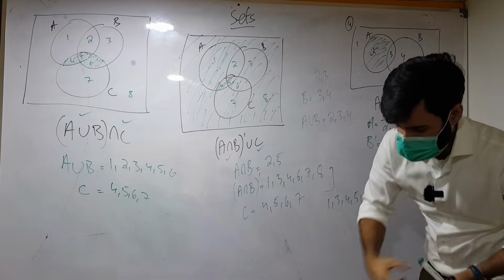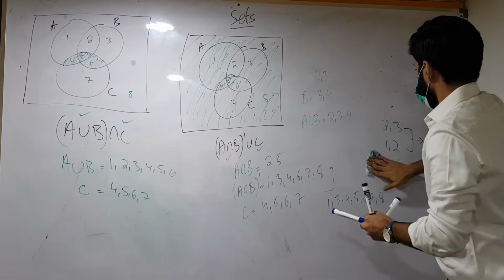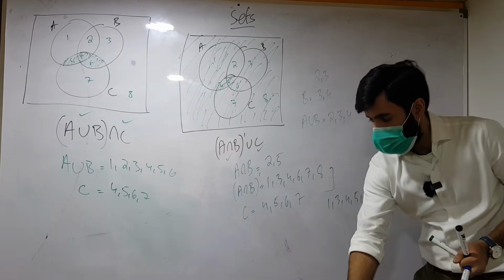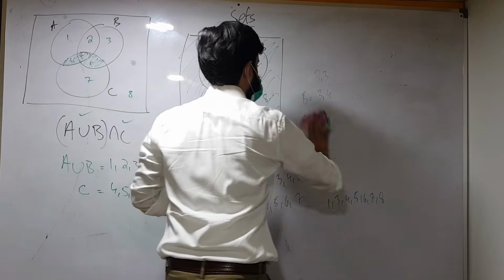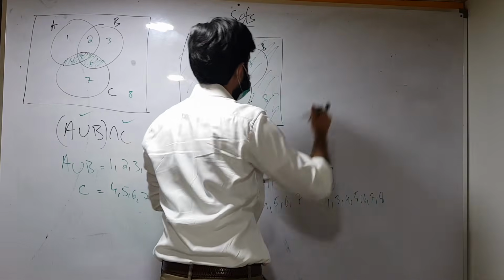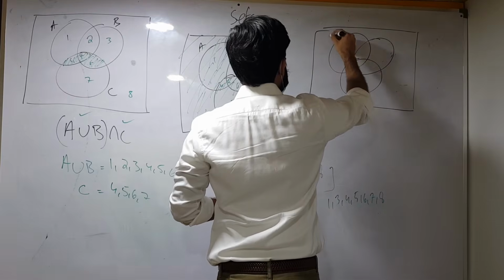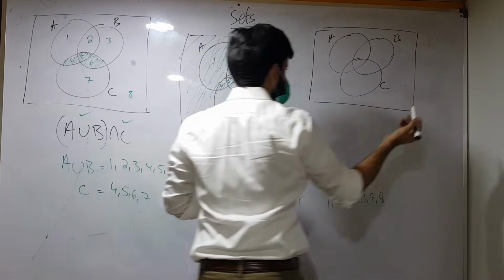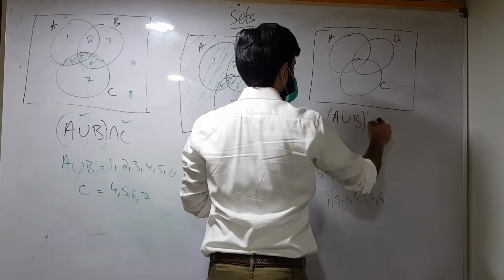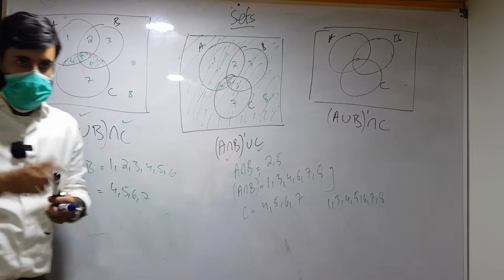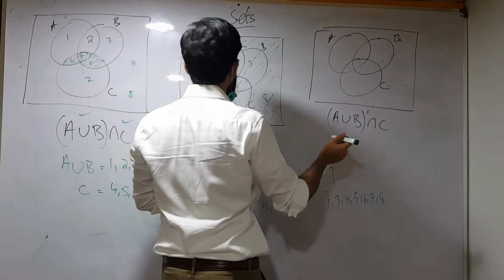Let's do another example. अच्छा, ए बी सी हो, पी क्यू आर भी हो सकते हैं, एक्स वाई जी भी हो सकते हैं. ठीक है, सो डोंट गेट कंफ्यूज्ड. A union B whole intersection C. So let's see A union B whole intersection C.